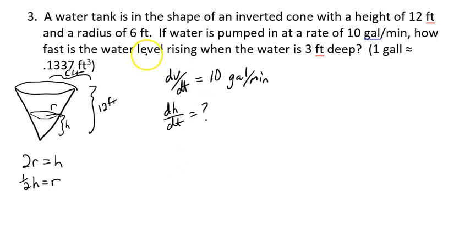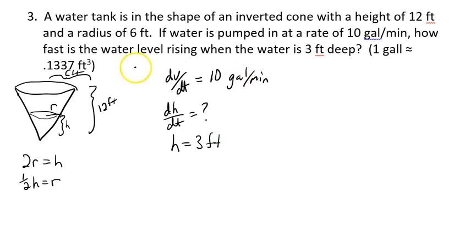And then when the water is 3 feet deep, we know the height of the water is 3 feet. The other thing they give us is that 1 gallon is 0.1337 feet cubed. The reason they do that is because this was given in gallons, this was given in feet. I need the units to be the same.